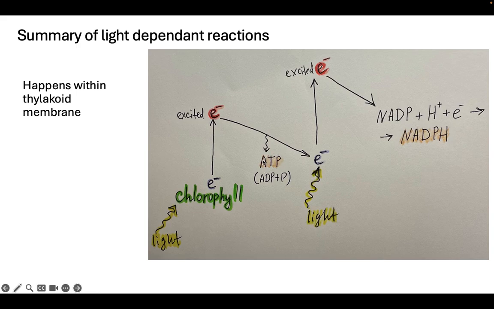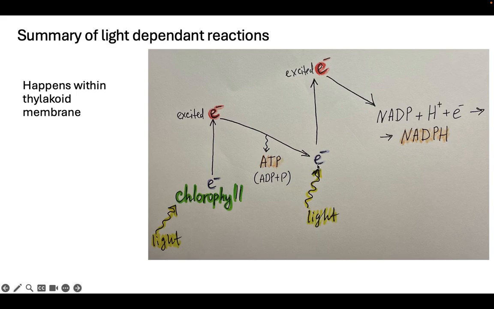And again, you might recall that in order to produce ATP, you need to take ADP, adenosine diphosphate, and add another phosphate to it to produce ATP, adenosine triphosphate. So that's what happens here. So in essence, you've captured that first bit of light energy by exciting an electron and then using the energy of that electron coming back down from its excited state to produce ATP.